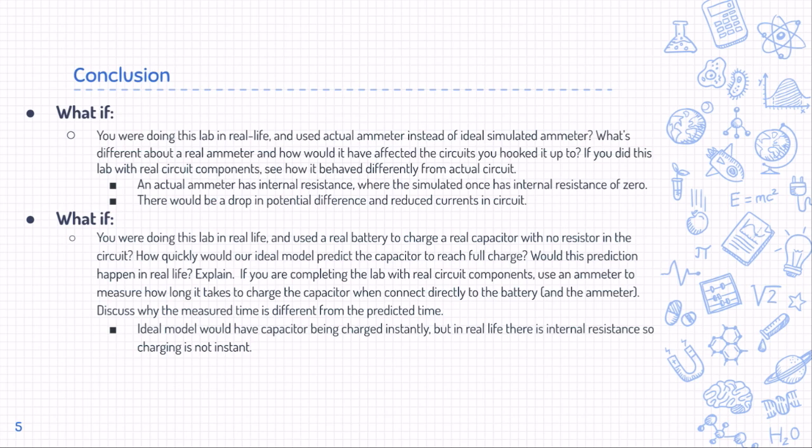So in an ideal model, we would have a capacitor being charged instantly, but in real life there's internal resistance, so the charging isn't instant, which is why we see the dimming taking as long as 9.2 to 19.2 seconds.